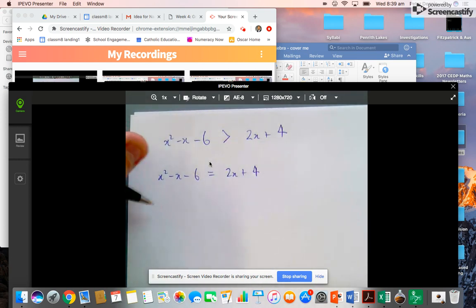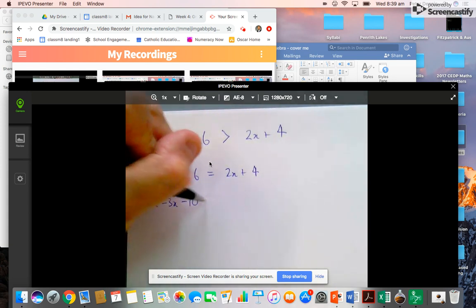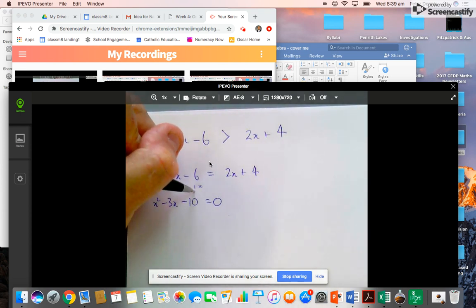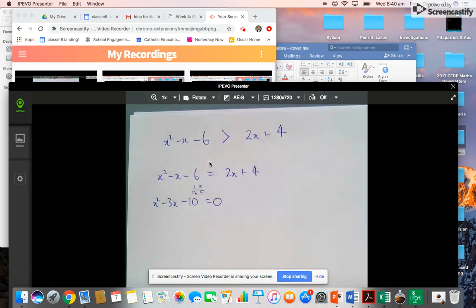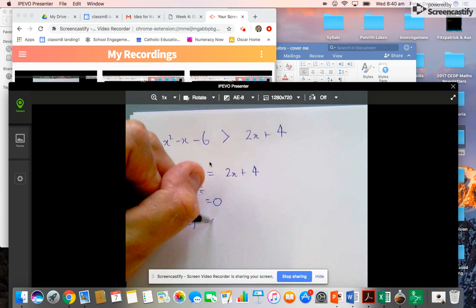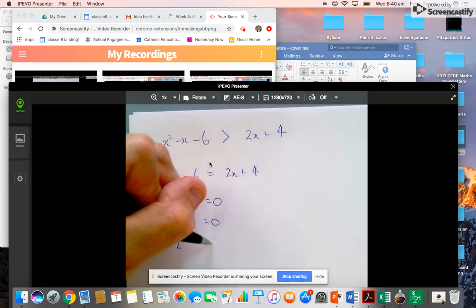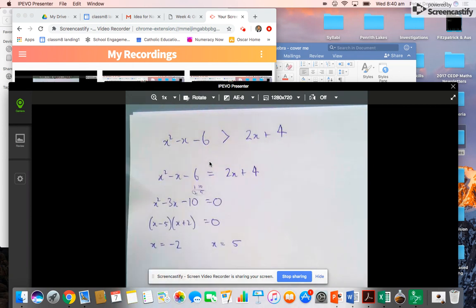So if we take everything to one side, we get x squared minus 3x minus 10 equals 0. What we've got here is a nice simple quadratic. So I'm looking for two numbers that multiply together to give minus 10 and add together to give minus 3. So that's 1 and 10, 2 and 5, so it's probably the 2 and 5. So x minus 5, x plus 2 equals 0. When does that equal 0? x equals minus 2 or x equals plus 5.